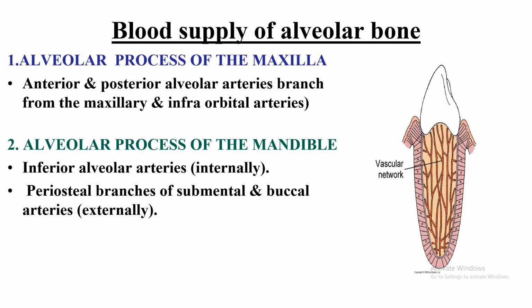Blood supply of alveolar bone. First, the alveolar process of the maxilla is supplied by anterior and posterior alveolar arteries, branches from the maxillary and infraorbital arteries. Second, the alveolar process of the mandible is supplied by the inferior alveolar arteries internally, and externally by periosteal branches of the submental and buccal arteries.